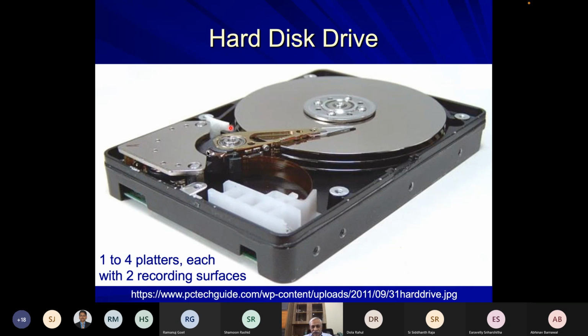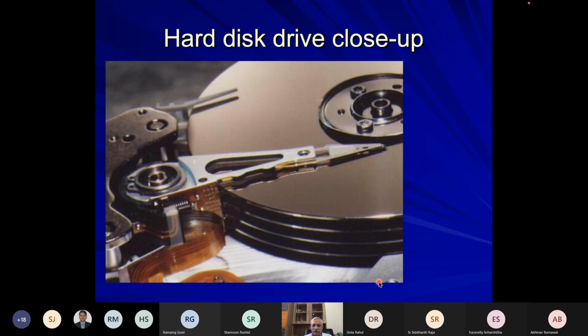So in this, you could have 1 to 4 platters, each with 2 recording surfaces. Rotational speeds vary in this range, 5400 to 15,000 RPM. Another closer view, you can see multiple platters, and this is the read-write head.